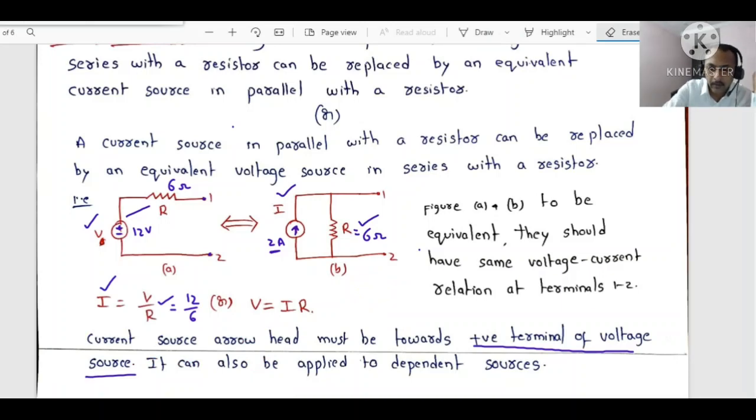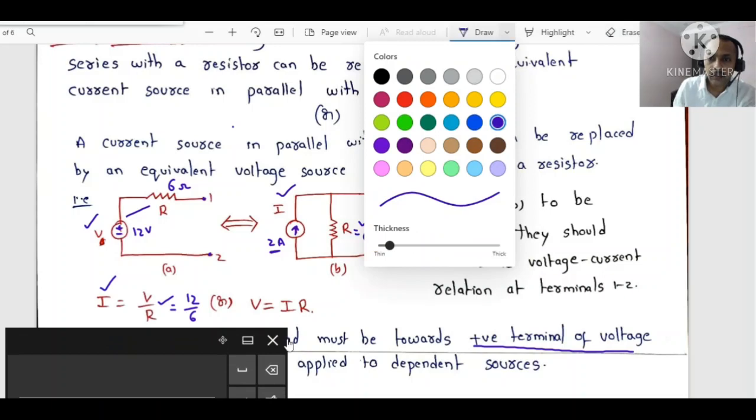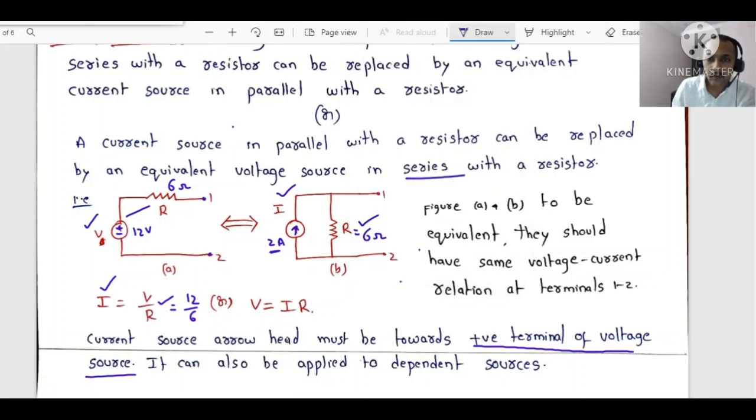That is important. I repeat again: a current source in parallel with a resistor can be replaced by an equivalent voltage source in series with a resistor.